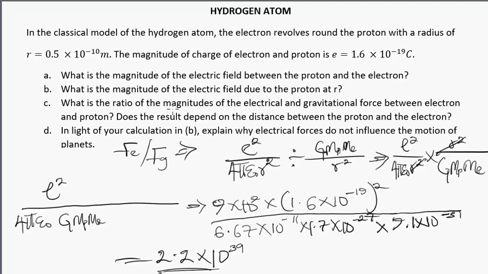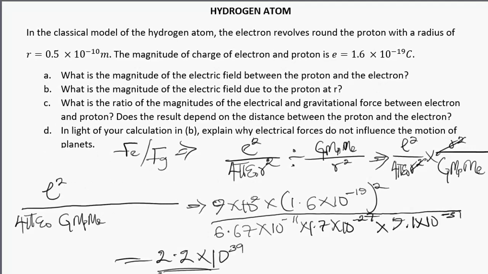Alright, so let's go back to the question. The question says, what's the ratio of the magnitude of the electrical and gravitational force between the electron and proton? And we've seen the ratio. Now, the question also says, does the result depend on the distance between the proton and the electron? Now, what's the distance? The distance is r. Now, we can see from this derivation here that we've cancelled out r, and r did not play a role in the calculation. And as such, we can say that the result does not in any way depend on the distance between the proton and the electron.